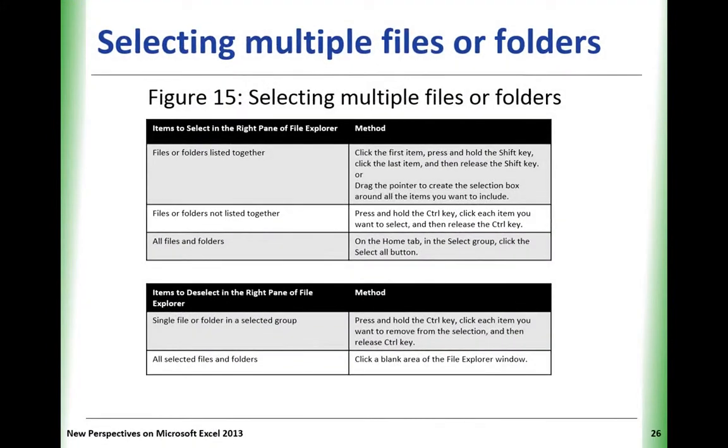It's much faster. So when you want to select multiple files or folders, you can click the first one in the list, press and hold the Shift key, click the last one in the list, and then release the Shift key. That's to do all of them in a row. Let me show you.